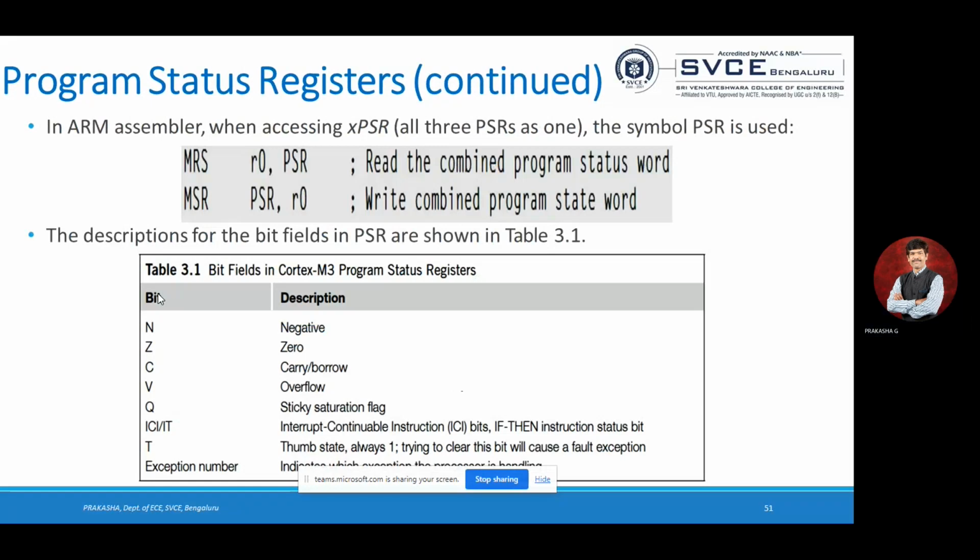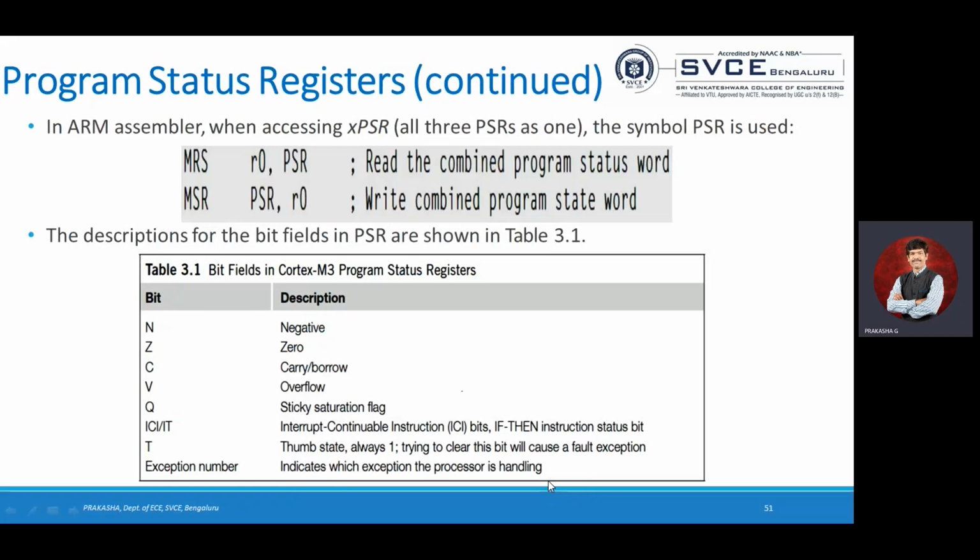T is the thumb state, always 1. Trying to clear this bit will cause a fault exception. Automatically it will switch between ARM instruction and thumb instruction. T is supposed to be 1. The exception number indicates which exception the processor is handling.